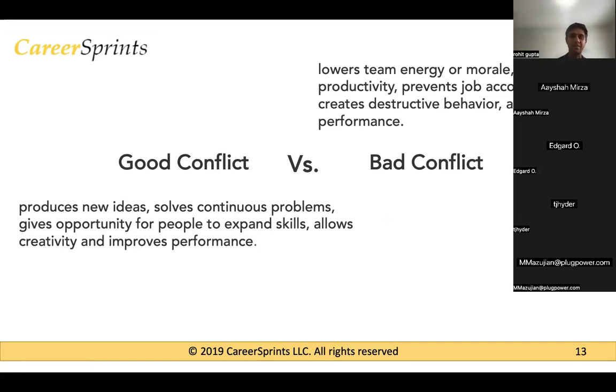Good conflict is basically conflict where, let's say, if you and I have a disagreement, and we are having a debate about something that we disagree on, we may still land up exchanging ideas. You may land up giving me a perspective that I was not able to see before.